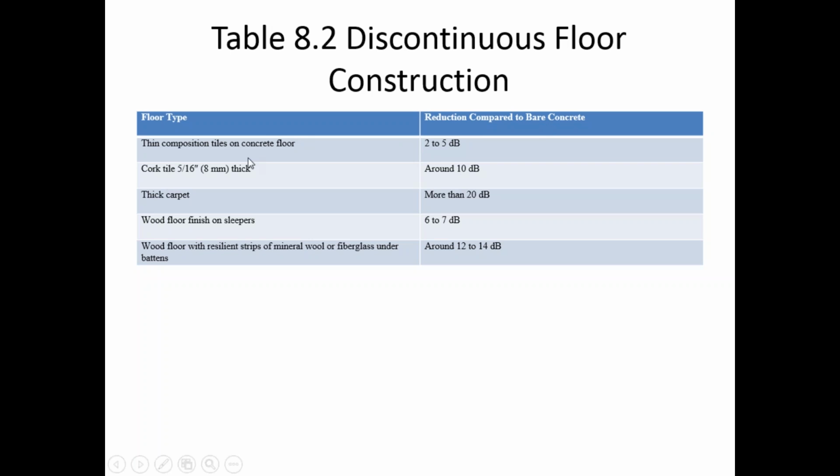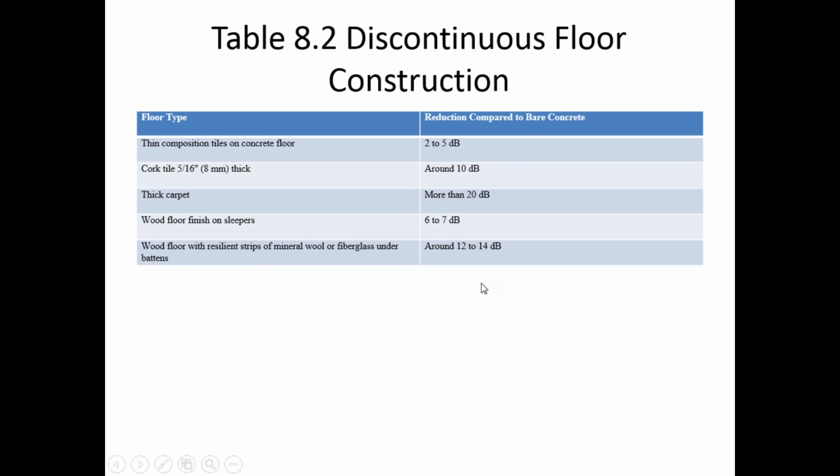So we could have thin composition tiles on concrete floor, which will help reduce it 2 to 5 decibels. Cork tile, which helps around 10 decibels. Thick carpet, which is more than 20. Wood floor finish on sleepers, which is 6 to 7. And wood floor with resilient strips of mineral wood or fiberglass under the battens, which is 12 to 14. So it looks like carpet is our winner here.